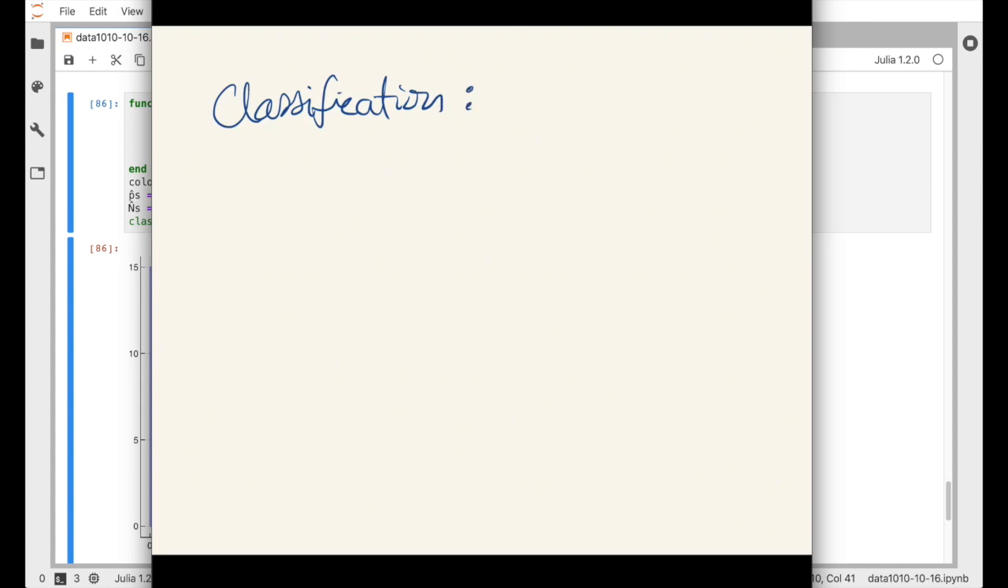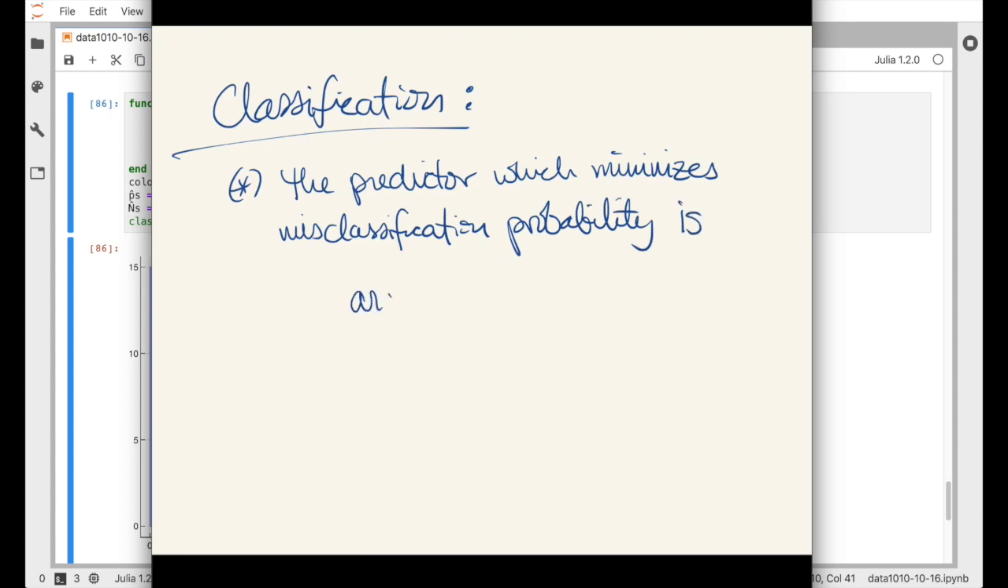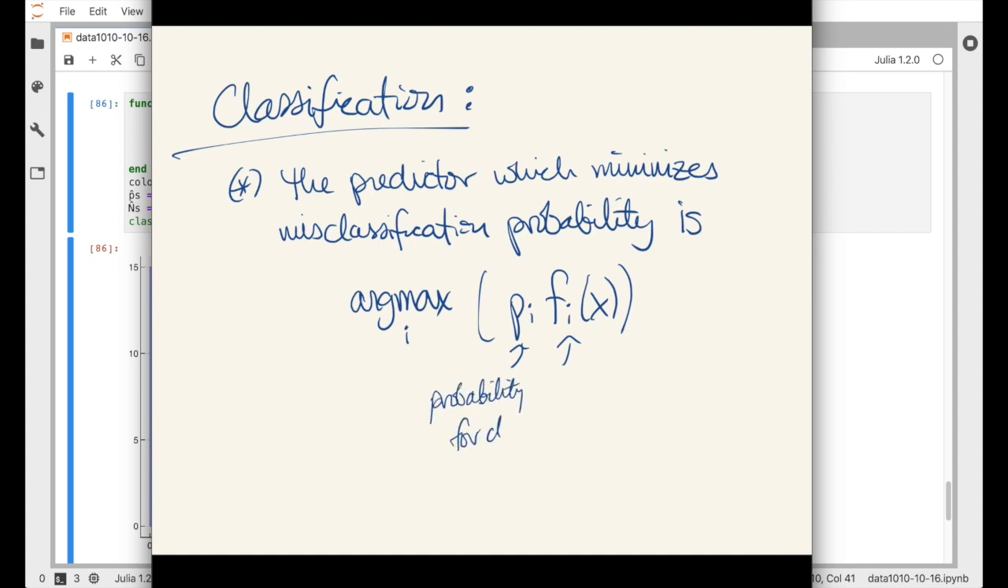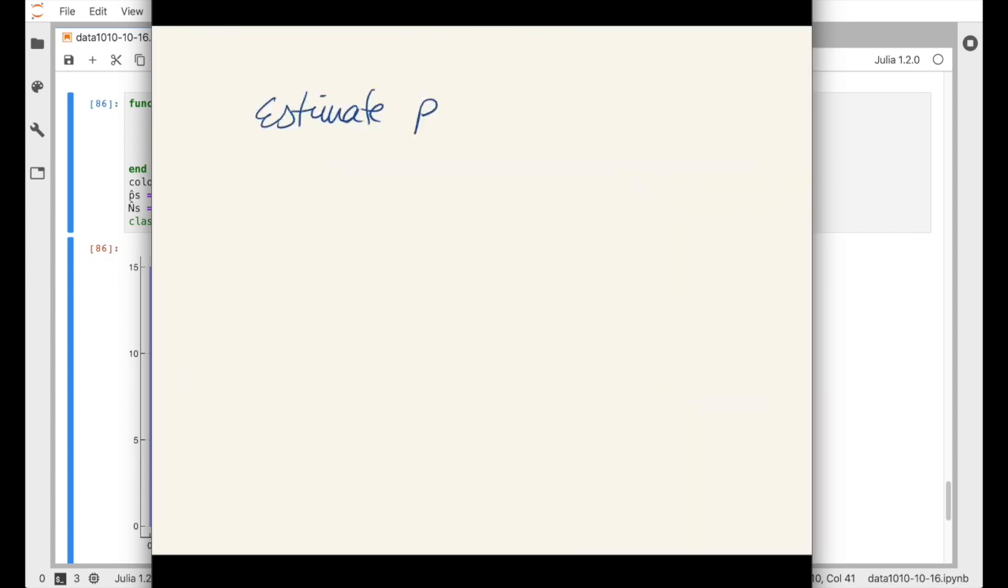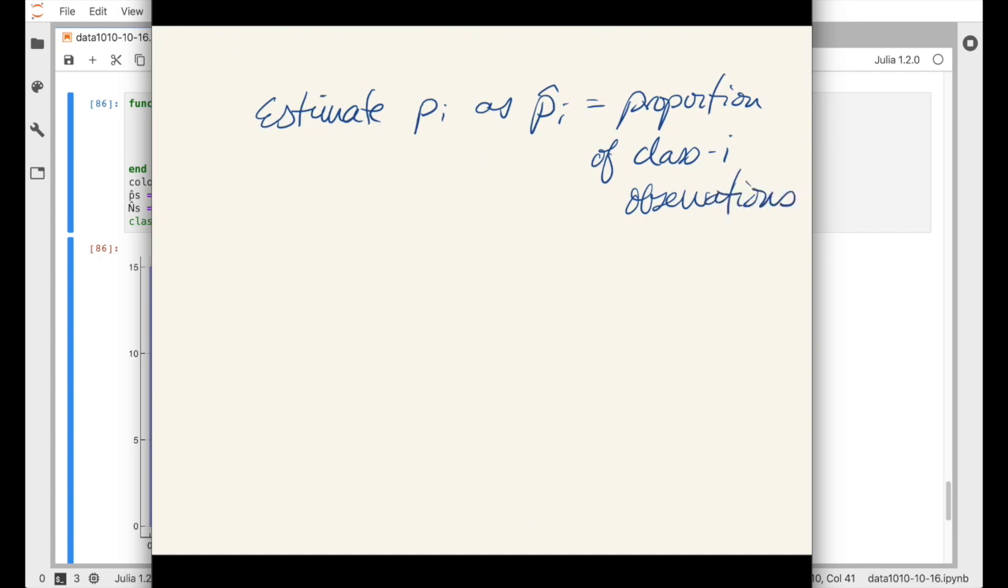We also talked about classification problems, and the main idea there is that the predictor which minimizes misclassification probability looks at the conditional probability of being in a particular class, which is proportional to the overall probability for that class, and then the class density for that class. And then the second point we made is that to estimate this value based on actual data, we just need to approximate these two quantities. So typically we would estimate the proportions for the classes as the proportions of class i observations in the training data. And then estimating densities is a trickier thing, and there's more flexibility in how you would do that.